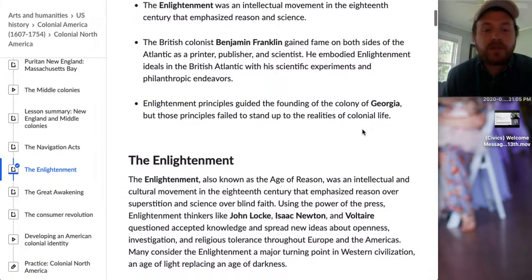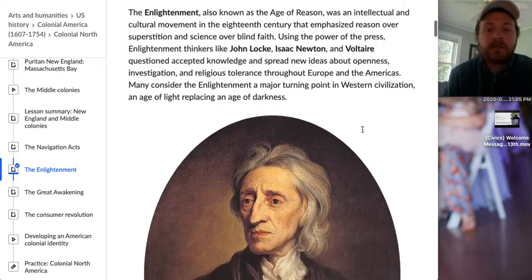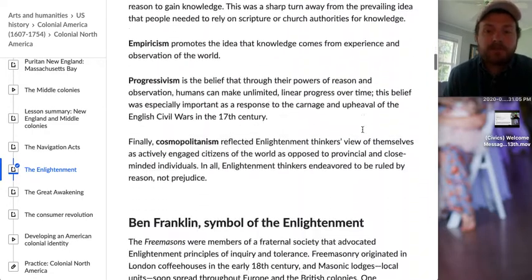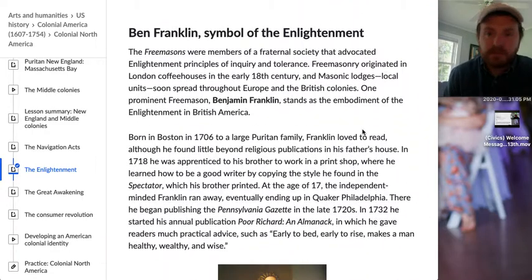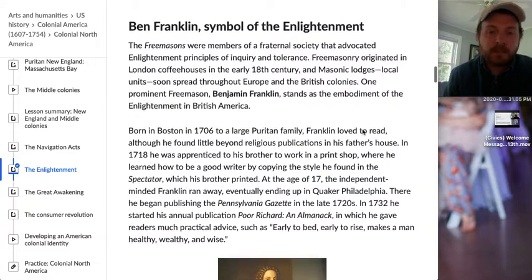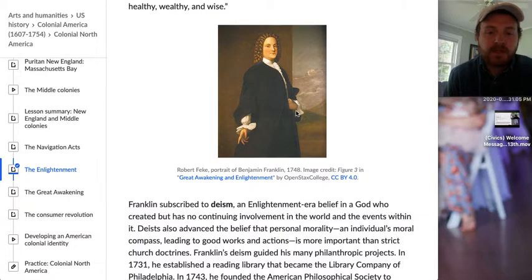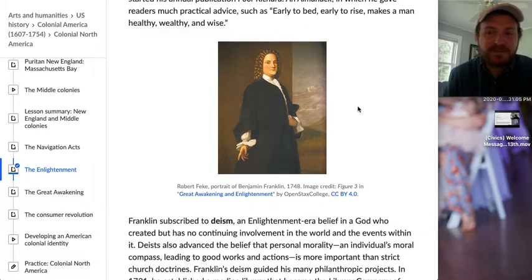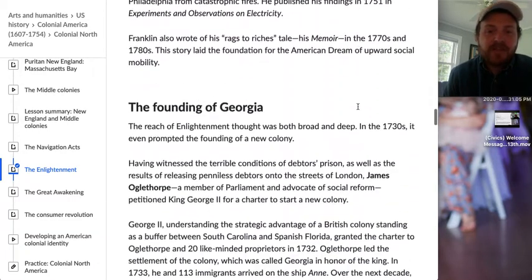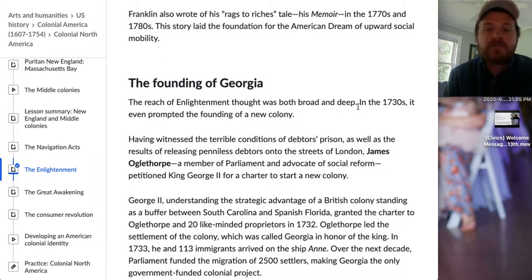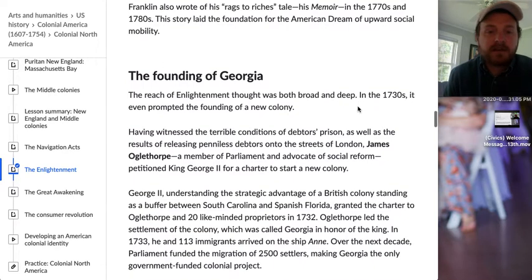So it's looking at three things. One, it's giving you an idea of what the Enlightenment is, this section right here. Then it's looking at Benjamin Franklin in more detail as a symbol of the Enlightenment. Fascinating read. I really enjoy that one. Look at this old picture of young Benjamin Franklin, a strapping lad. And then it gives you a case study of the founding of Georgia in the 1730s by Oglethorpe at the colony of Savannah. Beautiful, beautiful city if you've ever been to Savannah.